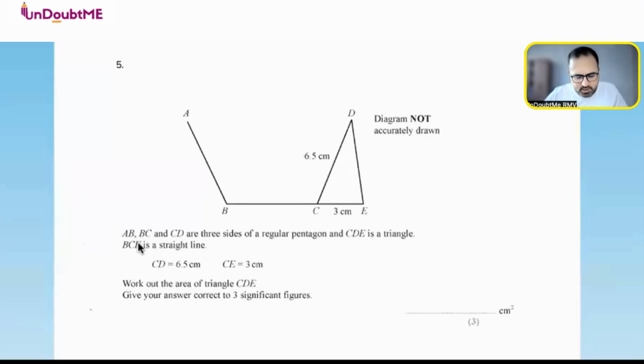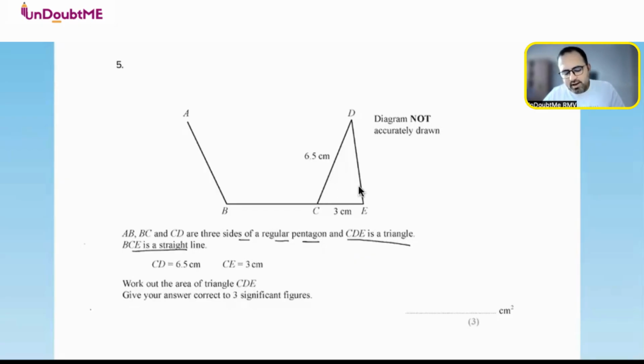Now in this question, it is given that AB, BC, CD are three sides of a regular pentagon. Regular means the length of all the sides will be equal. So if CD is given as 6.5, the other two will also be 6.5. CDE is a triangle. BCE is a straight line. Everything is visible properly on the diagram. Work out the area of triangle CDE.